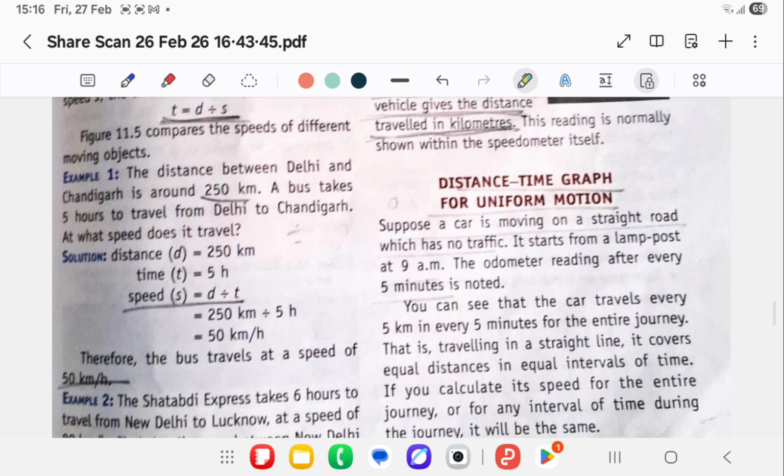So this is a simple numerical. The distance between Delhi and Chandigarh is about 250 kilometers. A bus takes 5 hours to complete it. Calculate at what speed it travels. We will simply divide 250 by 5. So the bus is traveling at 50 kilometers per hour.